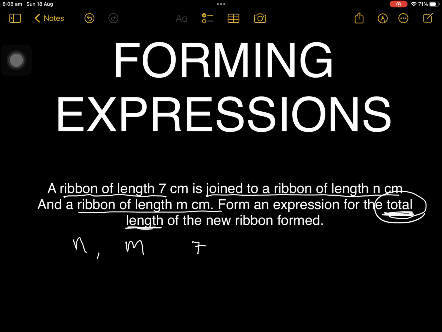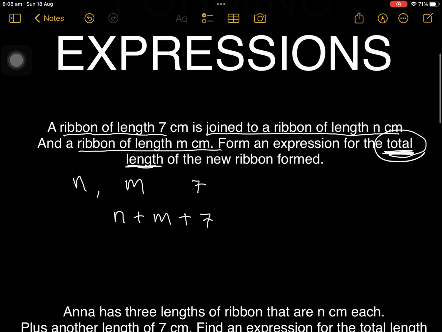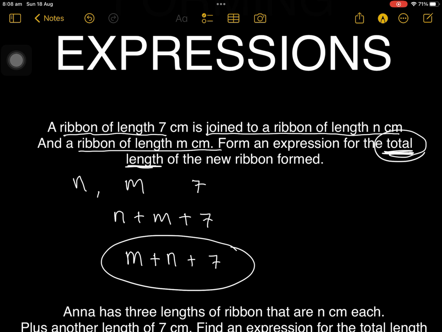So what you are going to do is n plus m plus 7. So you add them all. But writing letters in alphabetical order can help you keep them organized in your answer. So in this way, we can write m first, followed by n, and then the constant is the last one. So this will be the simplified form of this expression.